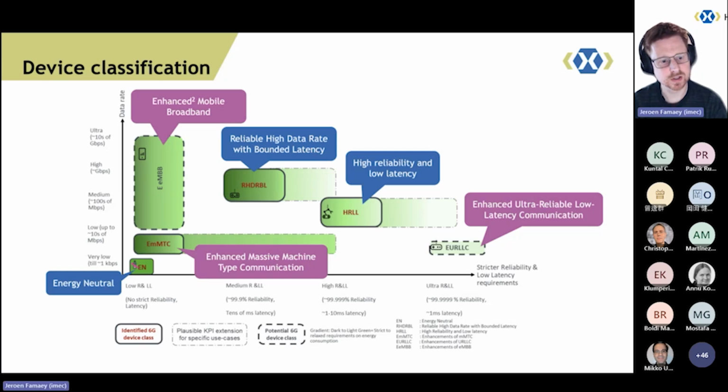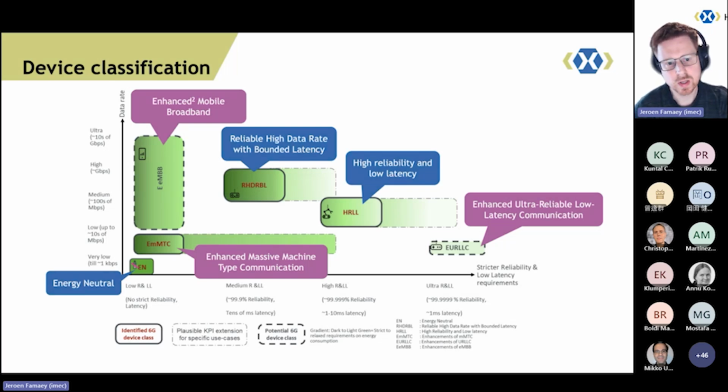We also identified 3 new classes that extend the capabilities of 6G devices. The first one being energy neutral devices, which have very low data rate, have no strict reliability or latency requirements, but a very stringent energy requirements and even rely on ambient energy or energy harvesting in general. And this is useful for very low power sensors that need a very long lifetime.